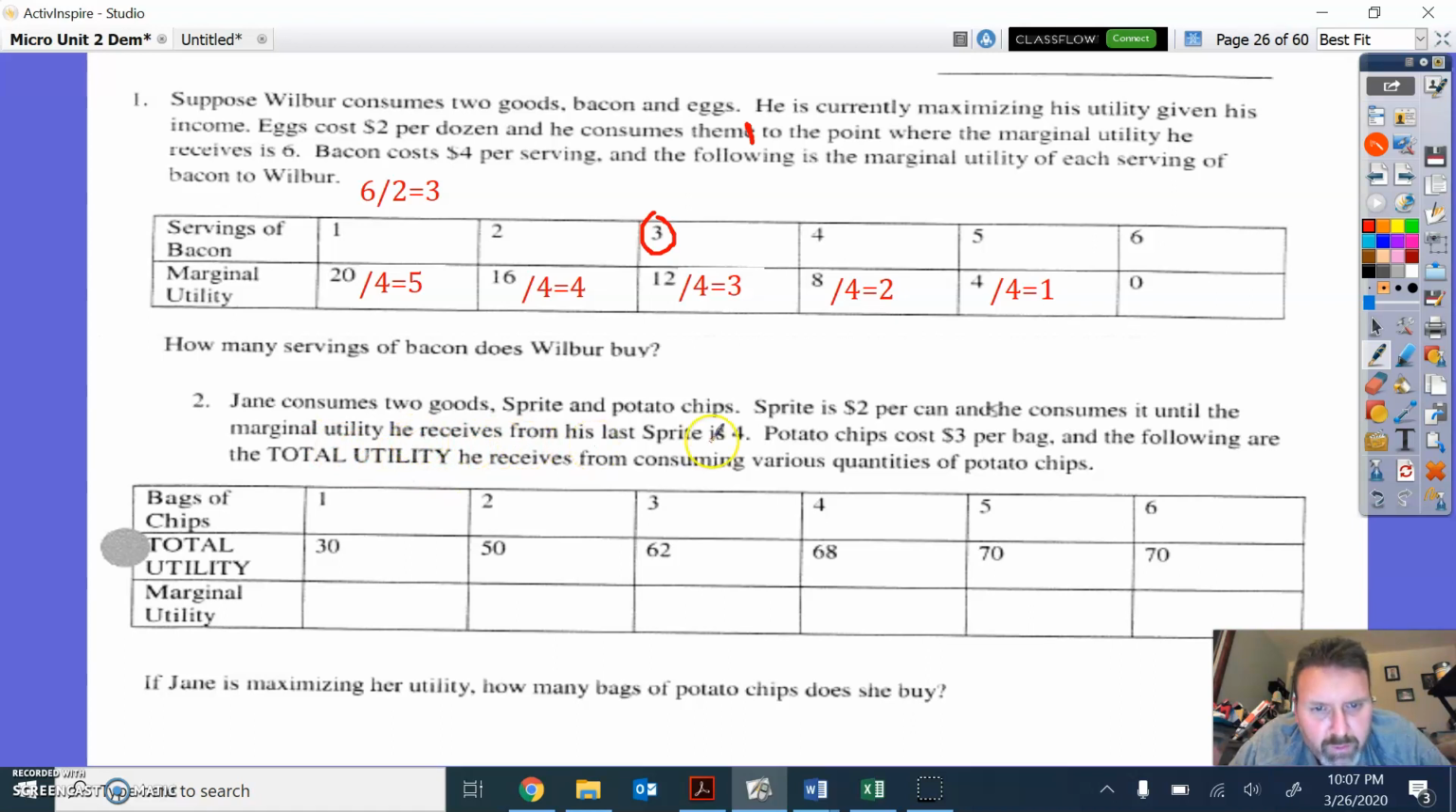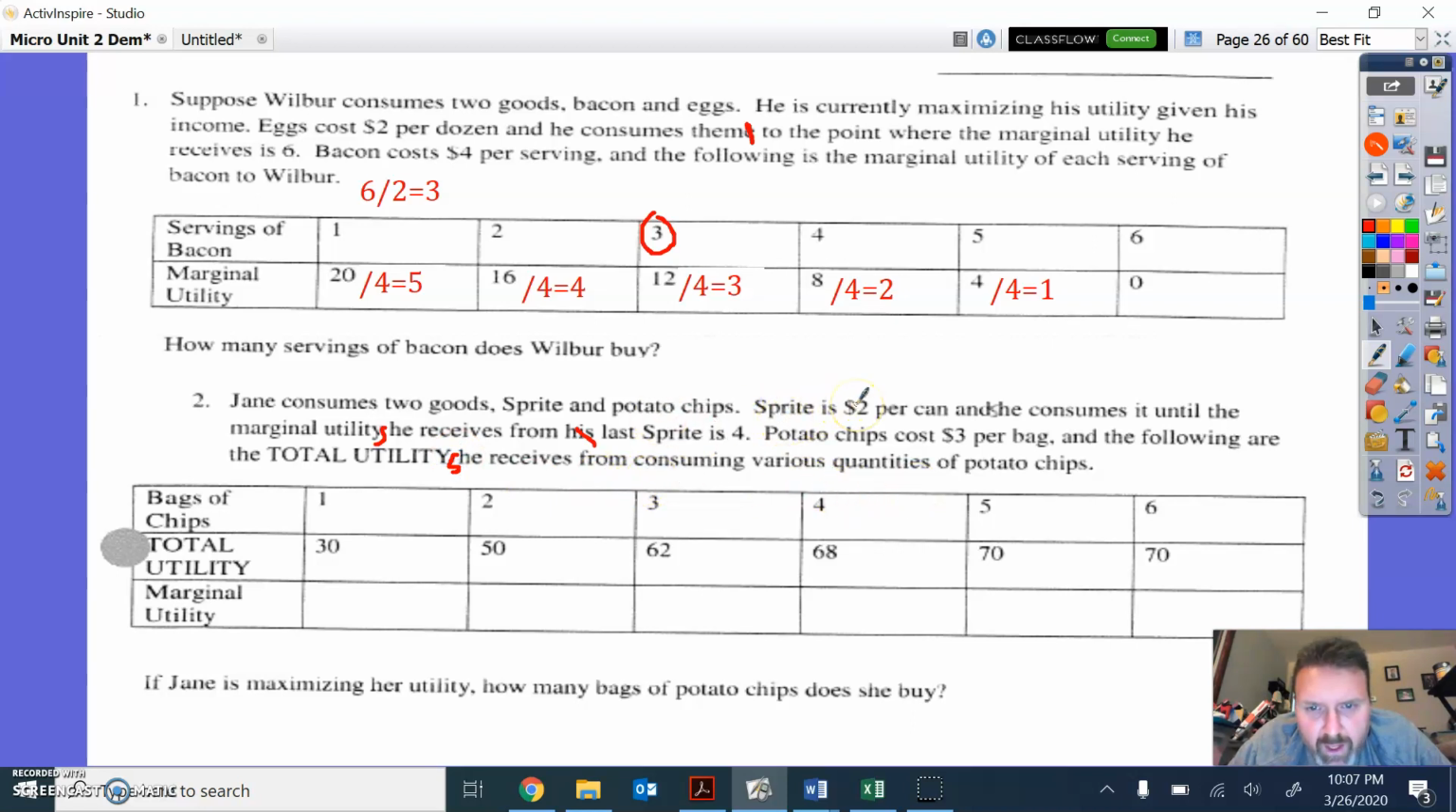Jane consumes two goods, Sprite and potato chips. I love it. Sprite is $2 a can, and she consumes it until the marginal utility she receives from her last Sprite is 4. Potato chips cost $3 a bag, and the following is the utility she receives from consuming various quantities of potato chips. Okay.